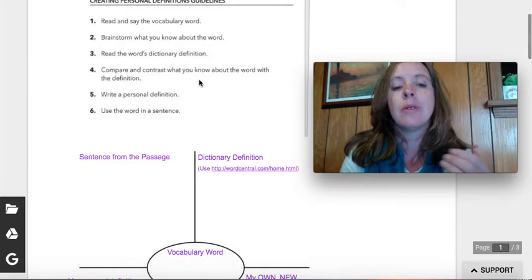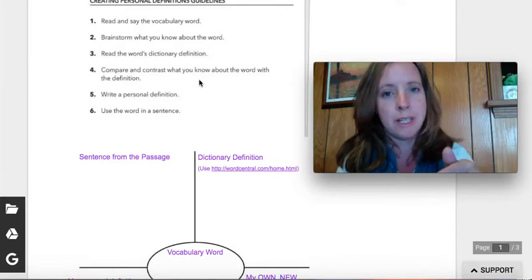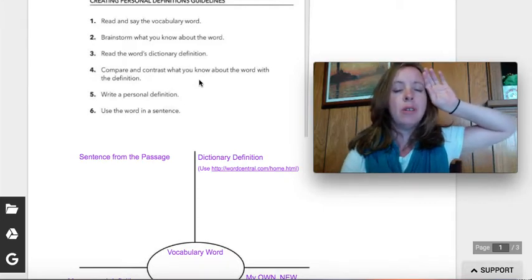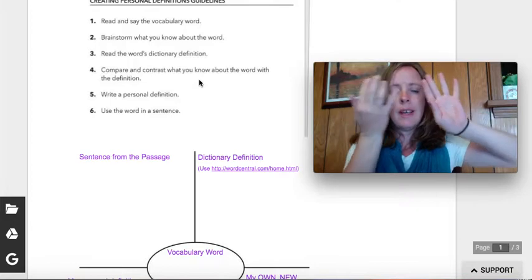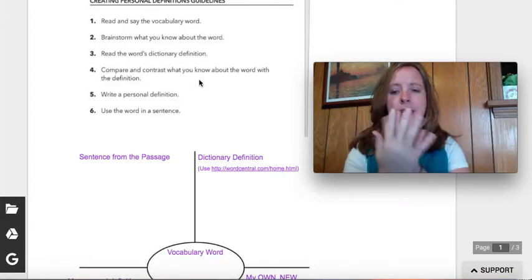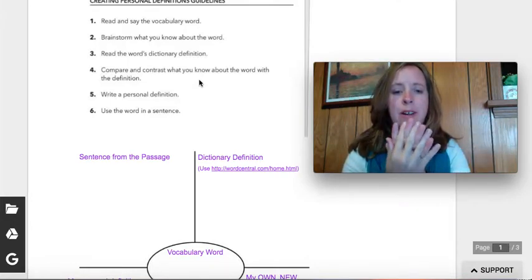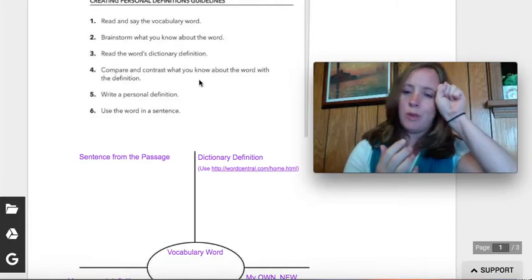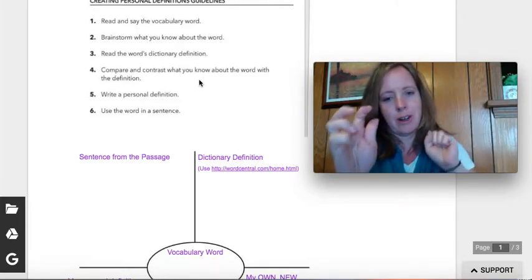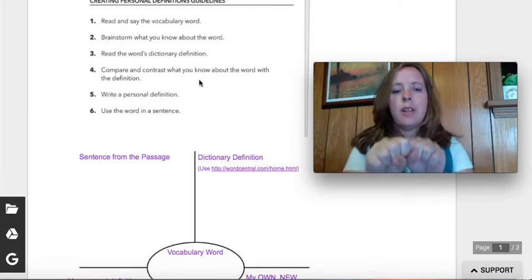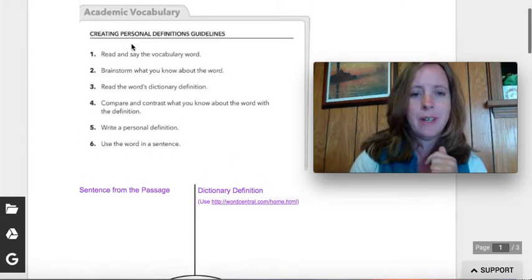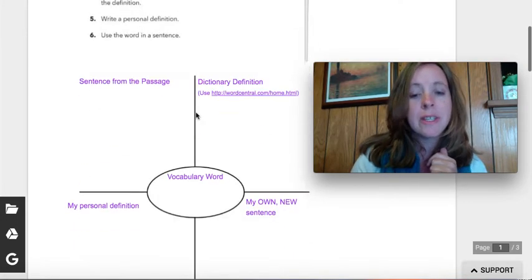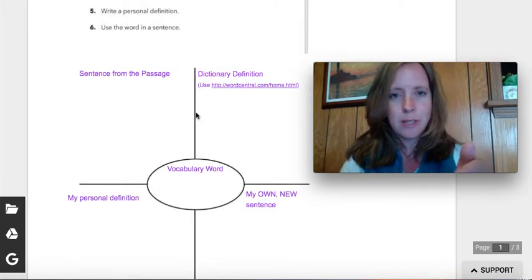Next, this week we are going to be looking up words in a dictionary. So we're going to connect what we already know to this dictionary definition, and we're going to compare and see how those two fit together. And using what you know and the dictionary, you're going to write your own personal definition and use it in a sentence.